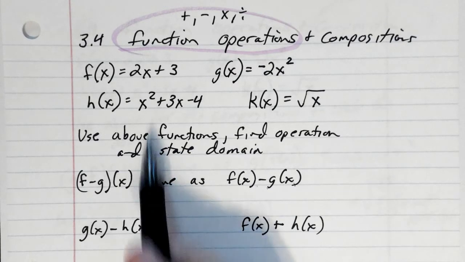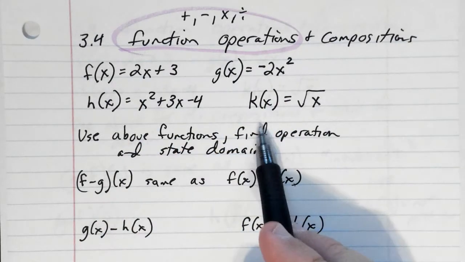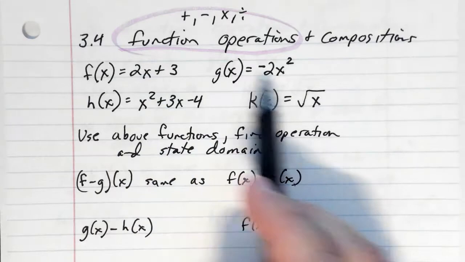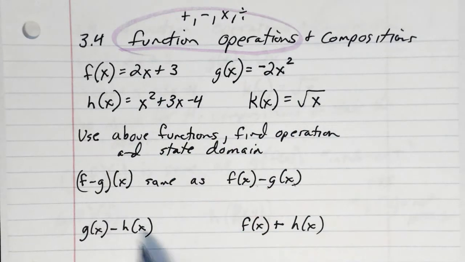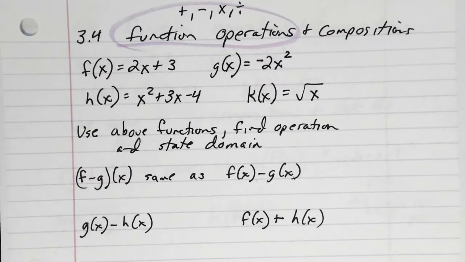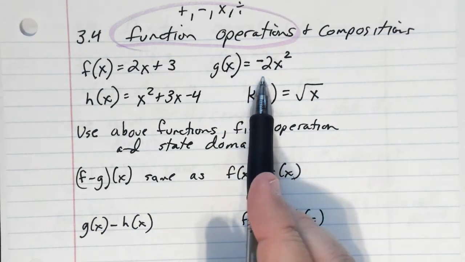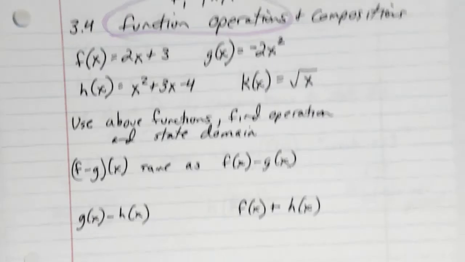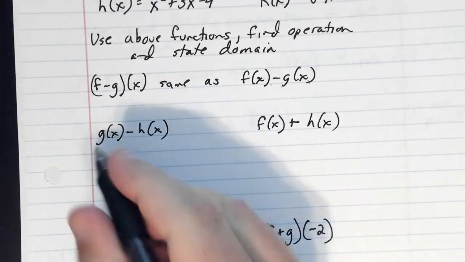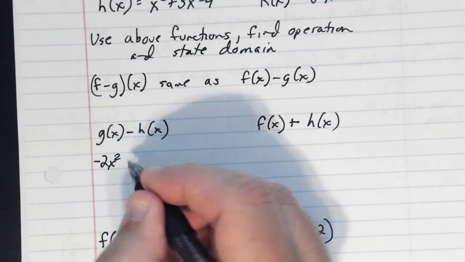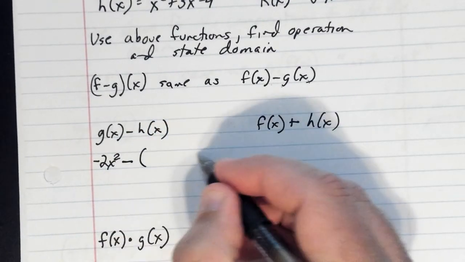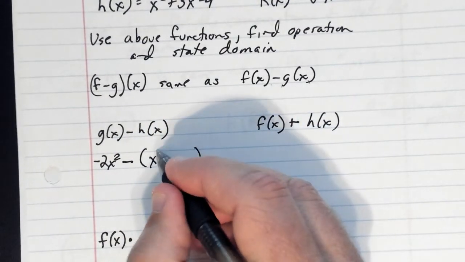Okay, so you've copied these down. If you haven't, go ahead and stop the tape again and make sure you copy those down so you can follow along, because I'm going to be moving this around. So we're going to first find g of x minus h of x, which is basically taking g of x and subtracting h of x. So g of x being negative 2x squared minus everything that's in h of x. And notice the parentheses that I did.